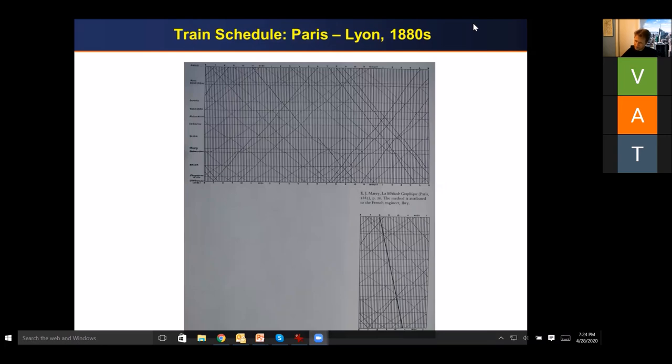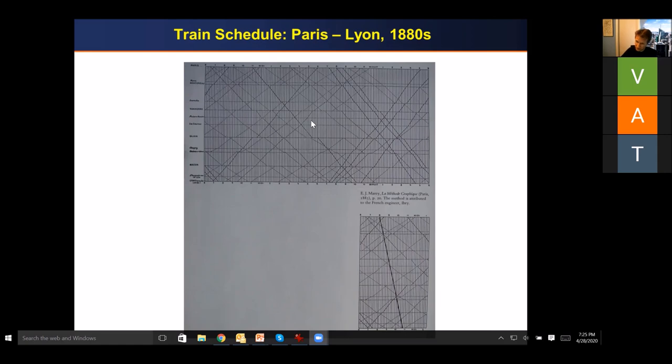This is one, the train schedule Paris-Lyon, where you show, this is Paris and the other one. Let me see, I can't read this, my screen is too small. Top is Paris and the bottom is Lyon. And you see, this is from 1880. You can sort of see how long it took for a train to go from Paris to Lyon.